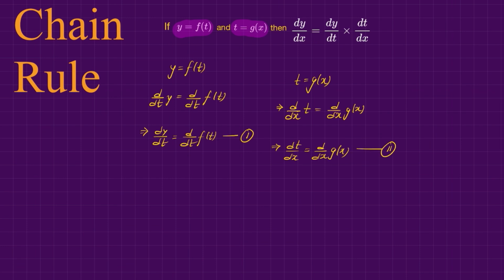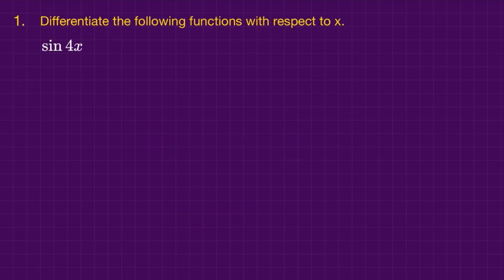2. Now here, as you can see, in equation 1 we have got dy/dt, and in equation 2 we have got dt/dx. But what if I have to find dy/dx? I will simply multiply equation 1 and equation 2. Multiplying equations 1 and 2, you will get dy/dt times dt/dx. Here, as you can see, this dt and dt will get cancelled and we will remain with dy/dx.